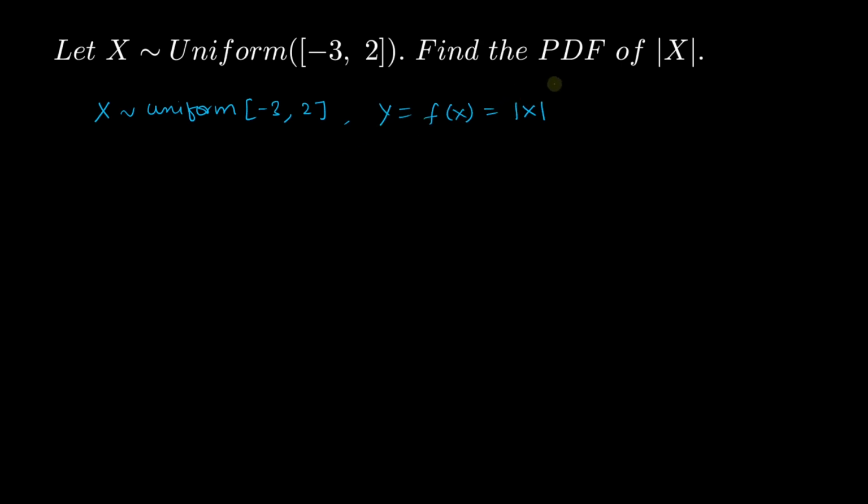So our goal is to find the distribution of mod of x, or equivalently we have to find the PDF of mod of x. So we have to find the PDF of y. Let's first calculate the PDF of x. The PDF of x will be 1 by the difference in the ranges, because that's how we calculate the PDF of any uniform random variable. So it will be 1 by 5. We know the range of x and the PDF of x, so we know everything about the distribution of x, and using this we have to find the PDF of y.